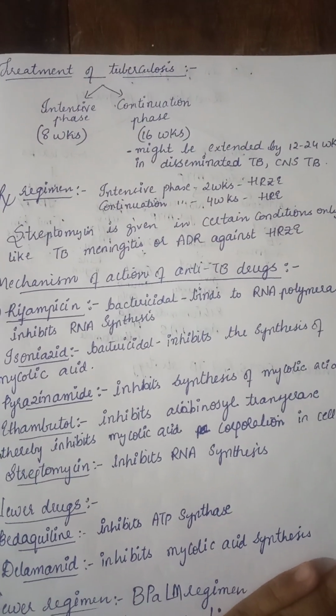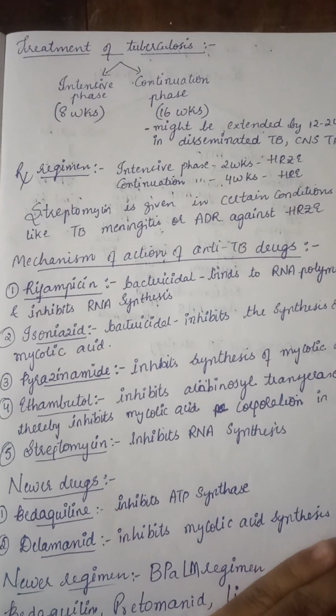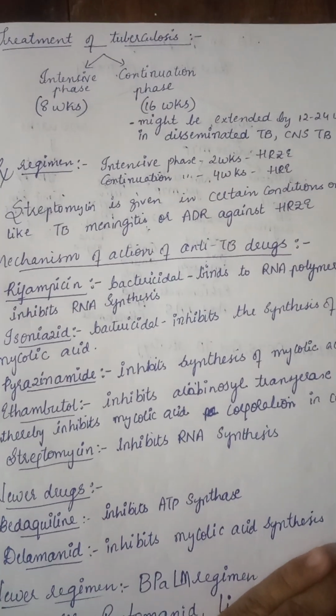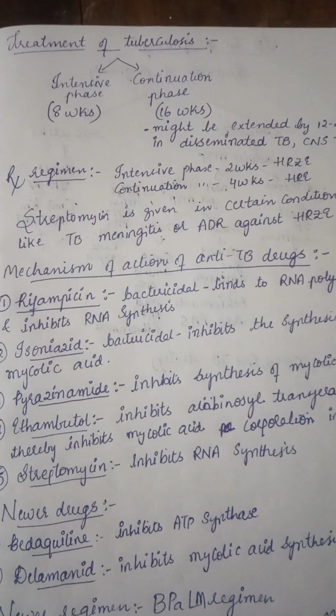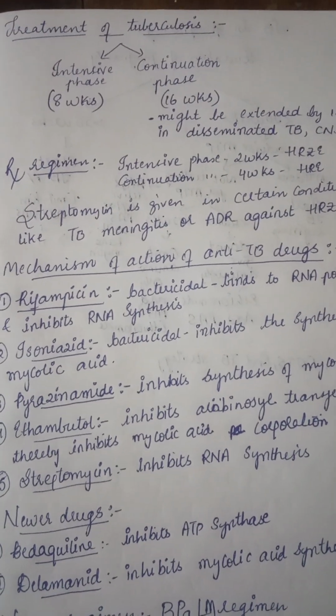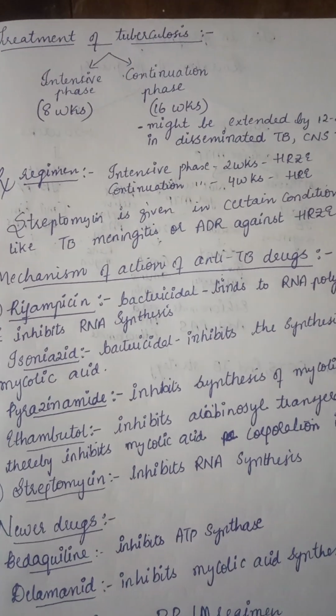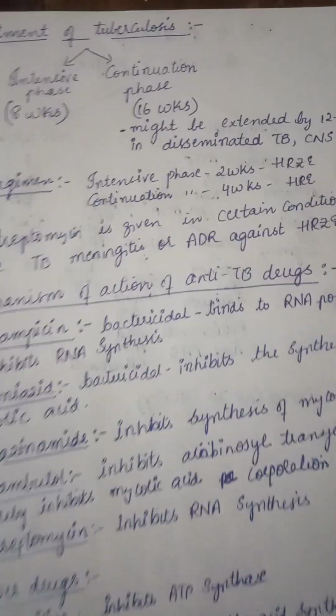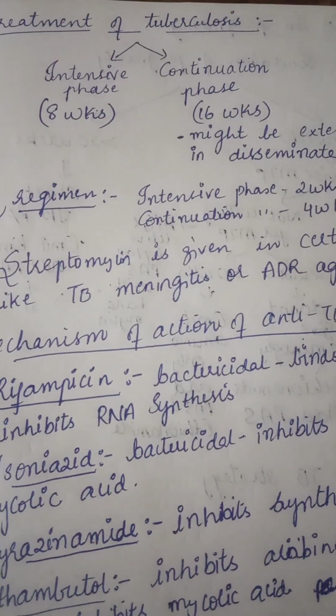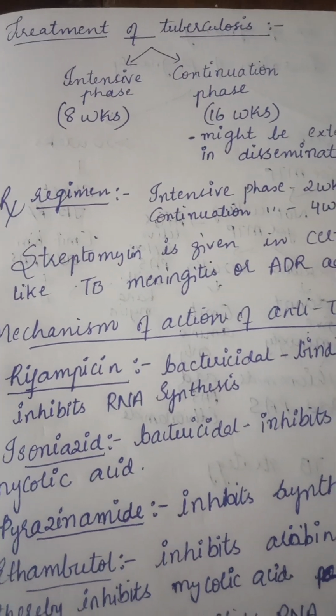So, hello everyone. Now we are going to study regarding the treatment of tuberculosis. It's divided into two phases: intensive phase and the continuation phase. Intensive phase, the duration is of 8 weeks, and continuation phase, the duration is of 16 weeks. Now, the duration of intensive phase and continuation phase might vary depending upon the type of TB.